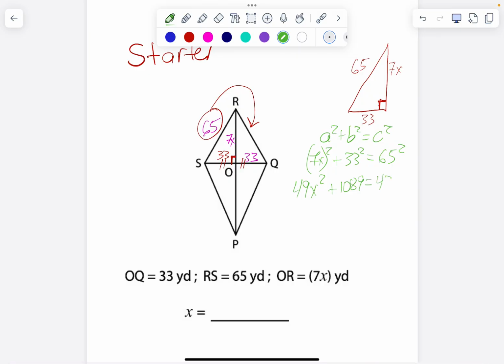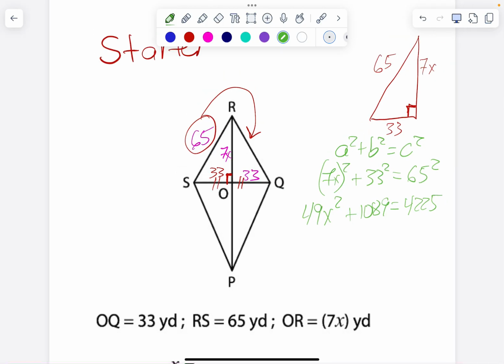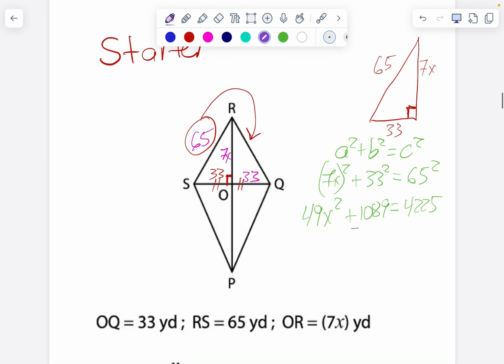Now here's the good thing. Even though we have a squared term, we don't have to factor because we don't have an x. We just have x squared. So that's going to be super nice. Okay, let's get our like terms together.